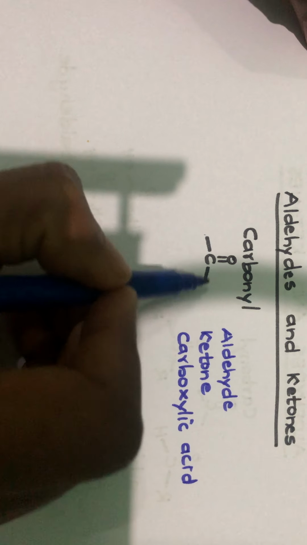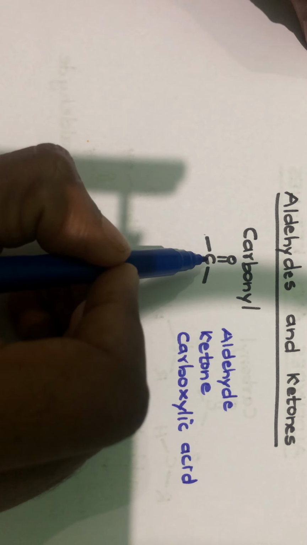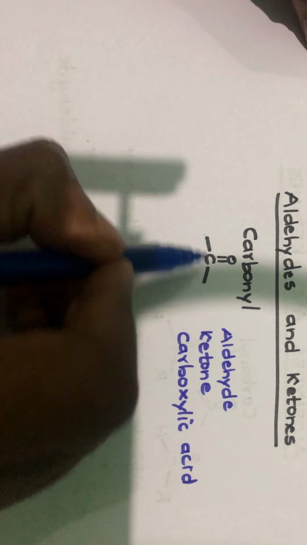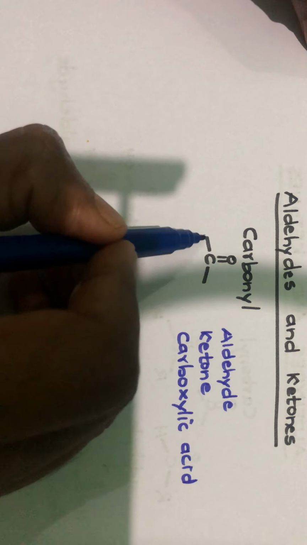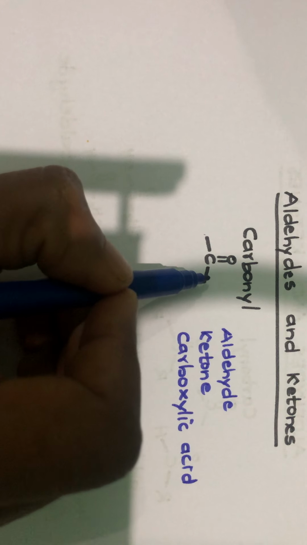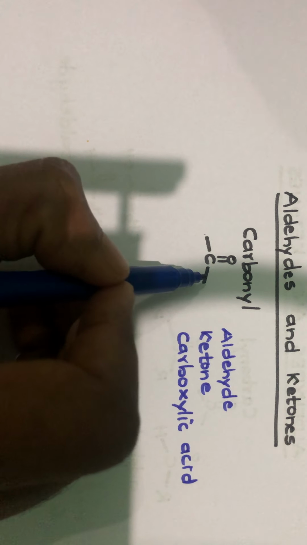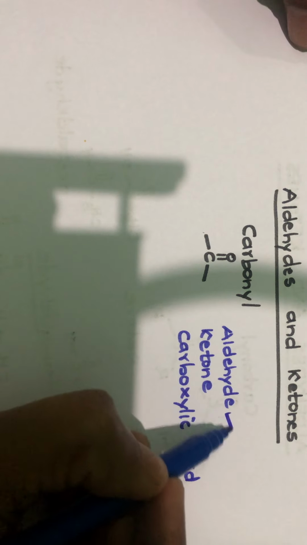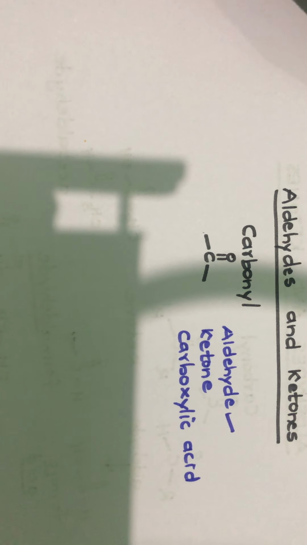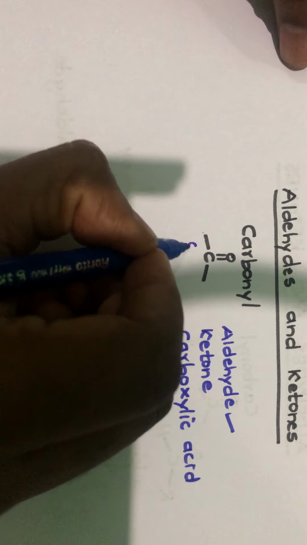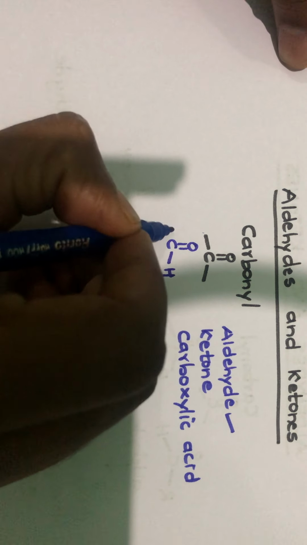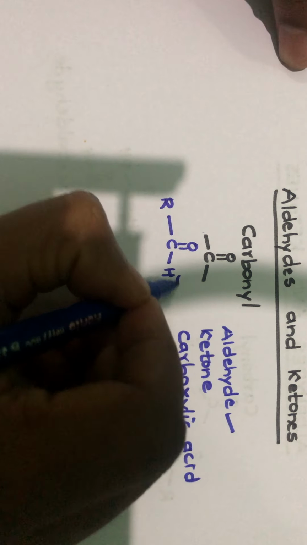Two groups will be attached to this carbonyl carbon. Out of these two groups, if one is hydrogen or if both are hydrogen, no problem with that. If at least one is hydrogen, then such compounds are called aldehydes. That means they contain the C double bond O H group. So these are called aldehydes.